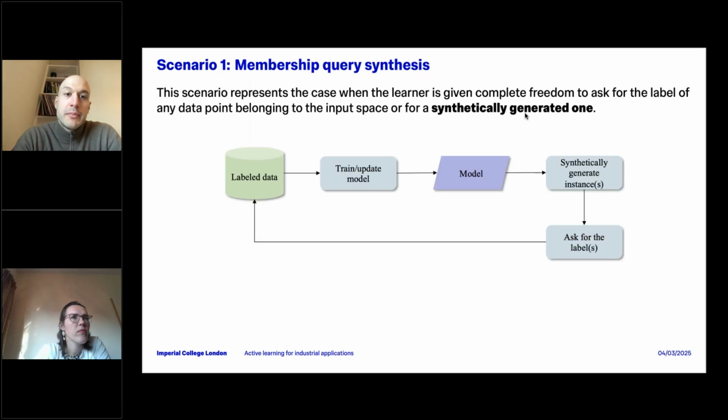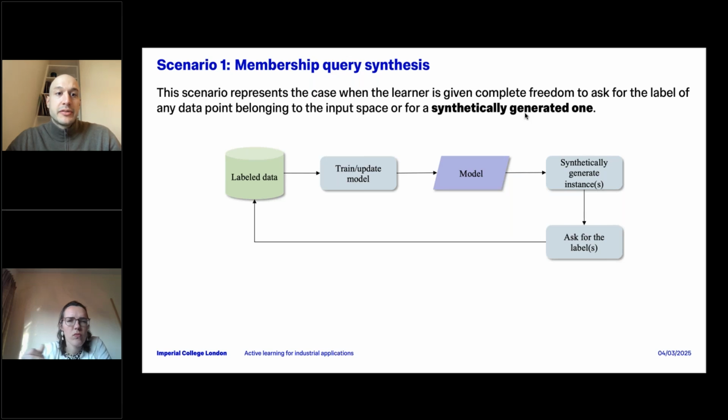So the first scenario is membership query synthesis. It is a case where we have a model, we have some initial data, and we can synthetically generate new observations for which we would like to have the label. So for example, in this case, the model is given complete freedom to pick an instance in the input space where we would like to receive a label and use that instance to update the model.